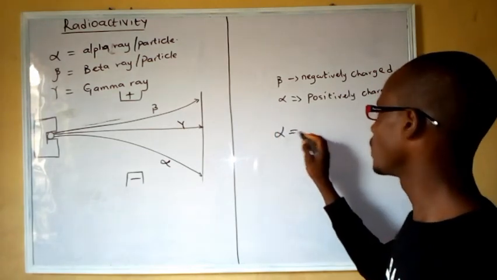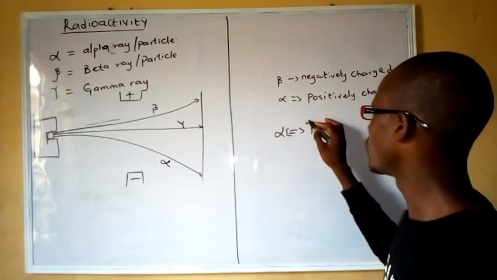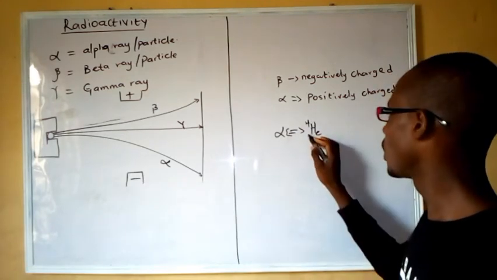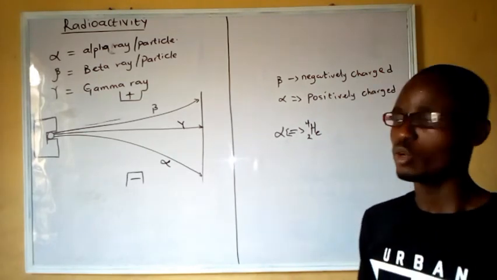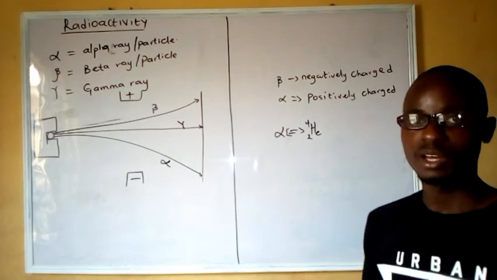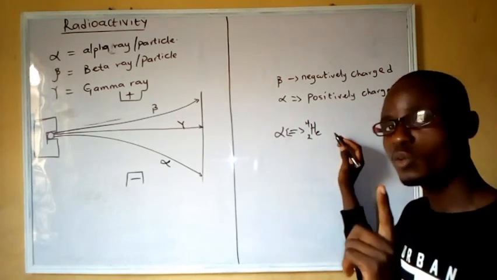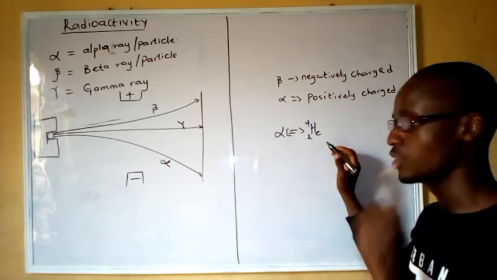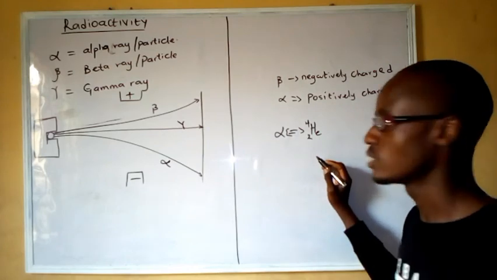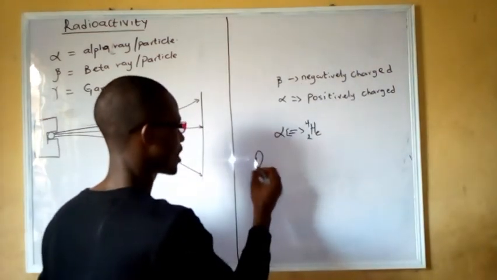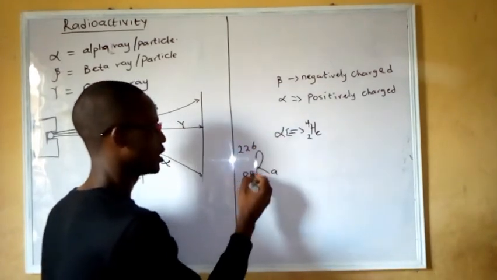Alpha particles are regarded as helium nuclei. Why? Because they have the mass number of 4 and the atomic number of 2. So if an atom loses alpha rays or alpha particles, there will be a reduction in its mass number by 4 and a reduction in its atomic number by 2. Take for instance, this is radium 226, 88.